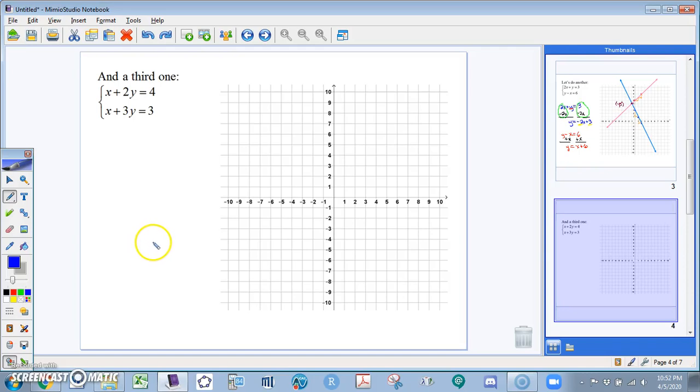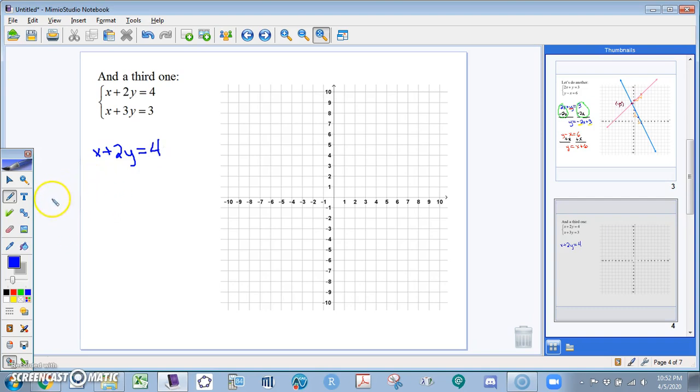I now want to work out 3 more examples where the algebra gets a little more heavy. Nothing bad, nothing you shouldn't already be able to work with, but just 3 more examples here of solving systems of equations by graphing. So the 2 equations I've been given are shown there, and here is the first one. x plus 2y is equal to 4.